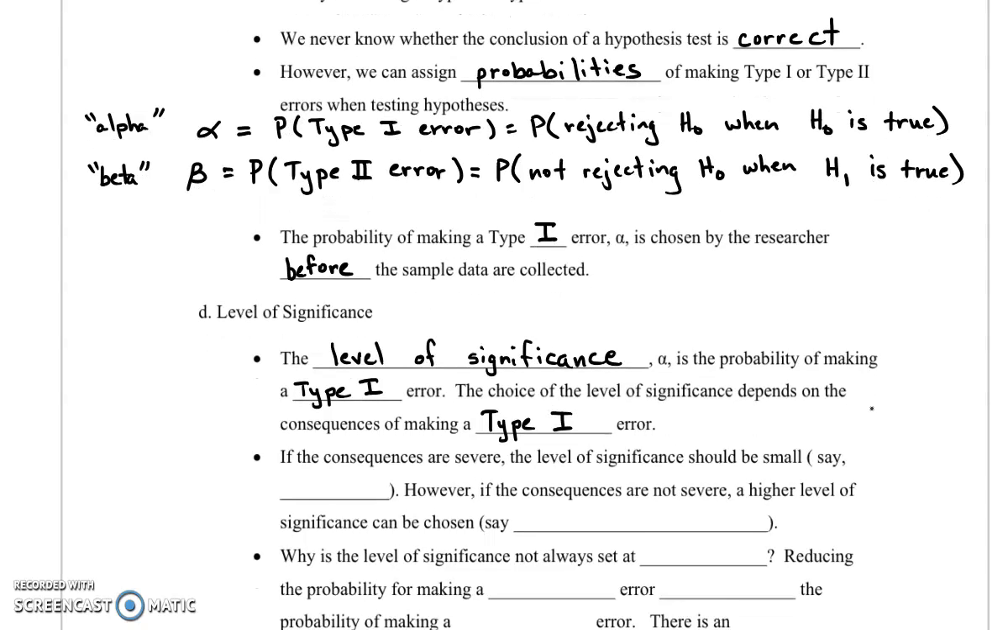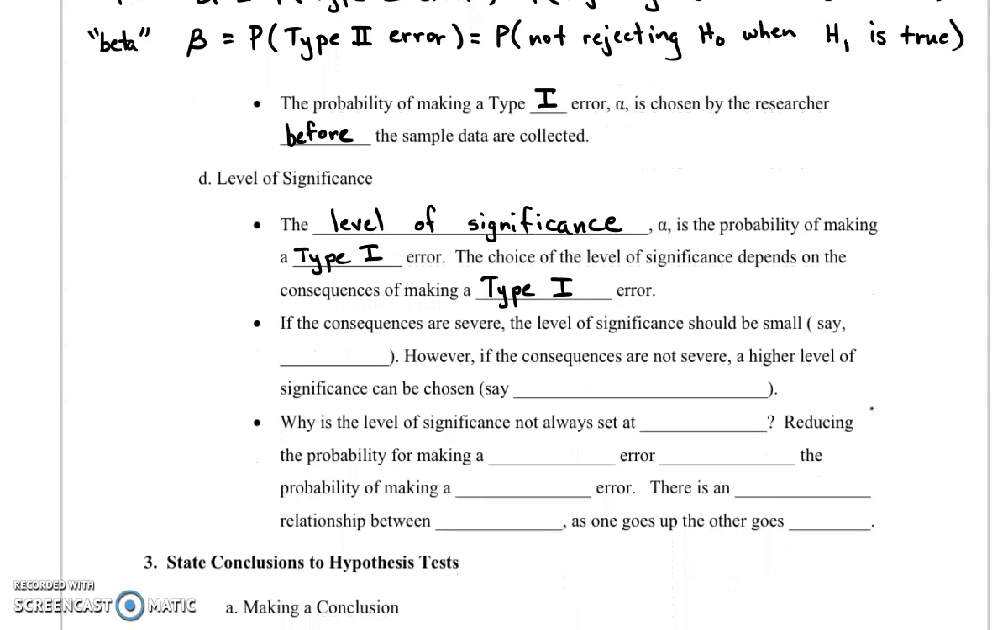So if the consequences are severe, like, you're testing a medication and you want to know about deadly side effects, then the level of significance should be very small. Say, for example, 0.01. However, if the consequences are not severe, then you can pick a higher level of significance, like 0.05 or maybe even 0.10.